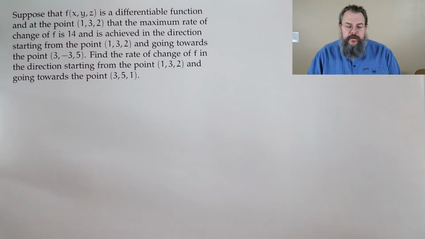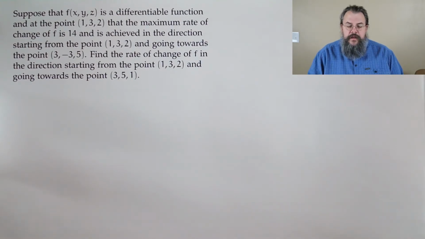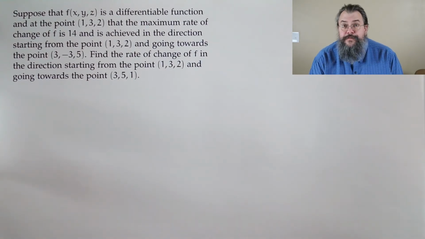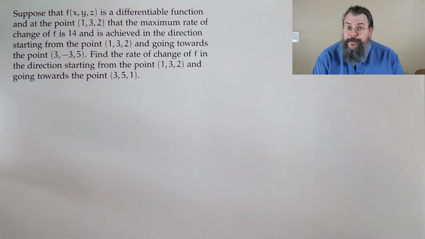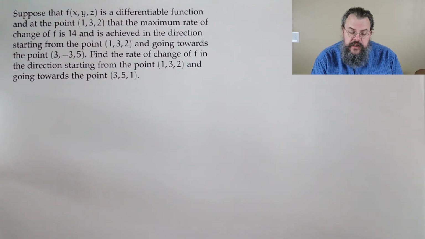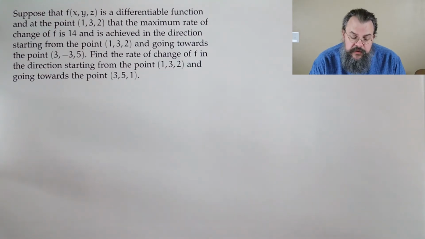Suppose that our function, f of x, y, z, is a differentiable function. Well, that just means we can take derivatives and do things like gradients, for example. And at the point (1, 3, 2), the maximum rate of change of f is 14 and is achieved in the direction starting from the point (1, 3, 2) and going towards the point (3, 3, 5).